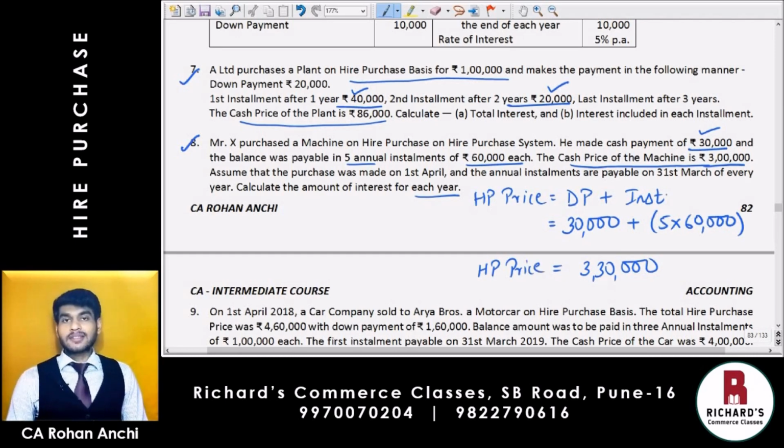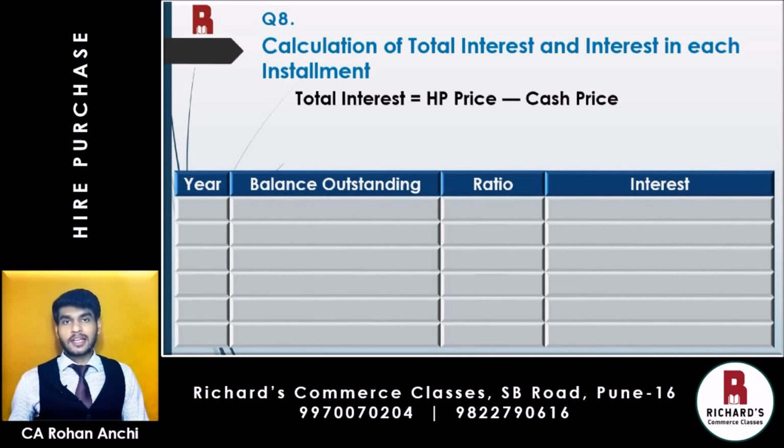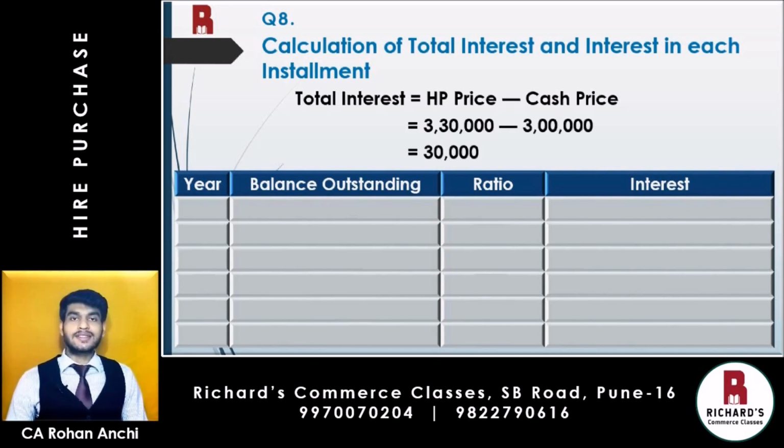Now we have the HP price as well as the cash price. We can get total interest. So let's first calculate total interest. HP price minus cash price, that was 3,30,000 minus 3 lakhs. Total interest is 30,000 rupees, which we have to now divide in the ratio of balance outstanding. So what we will do is, for the 5 installments, let us get balance outstanding each year. There are 5 installments.